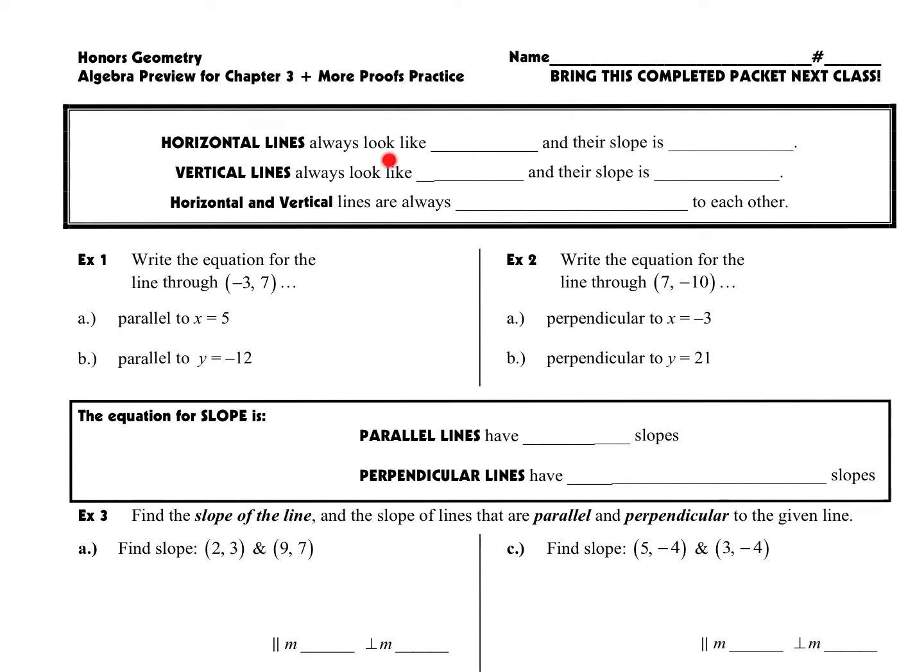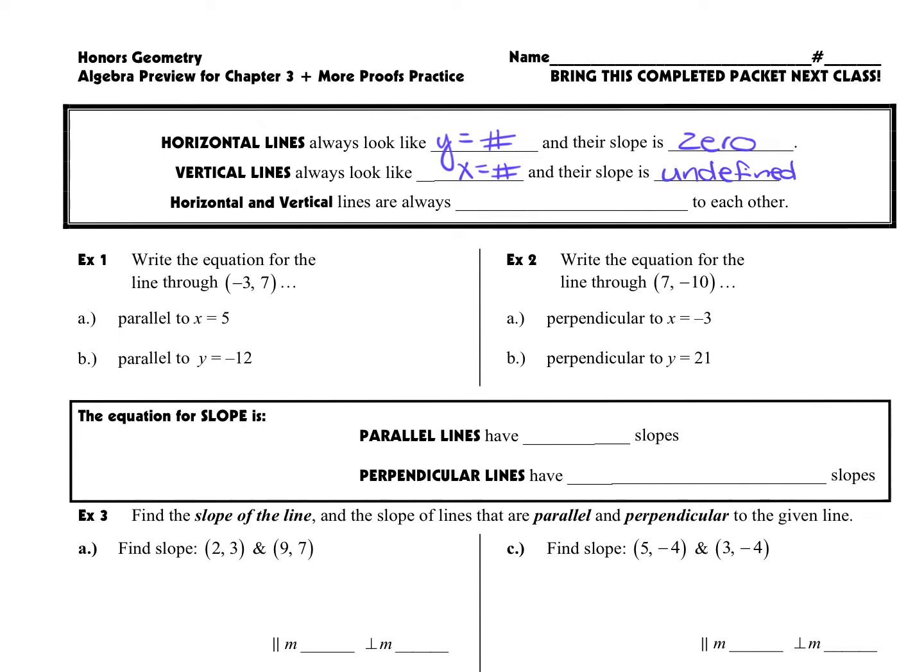Horizontal lines will always have a particular form, and that form is always going to be y equals, and it'll just be a number. Okay, any number, but it'll just be y equals a number, and a horizontal line always has a slope of 0. Now, a vertical line is always going to have the form x equals a number. It won't have anything else. It'll just be x equals a number, and its slope is always going to be undefined.